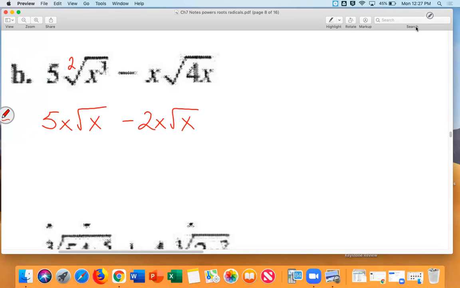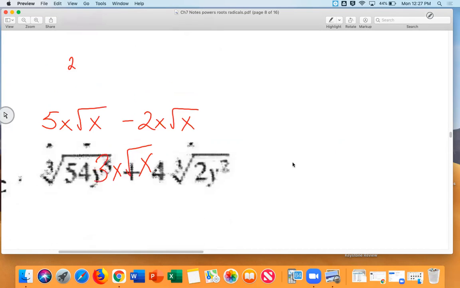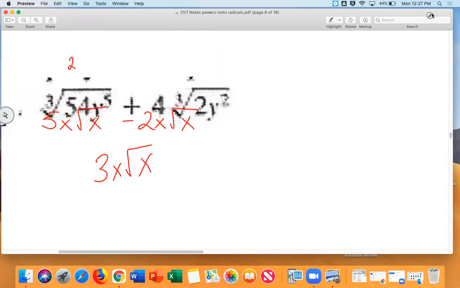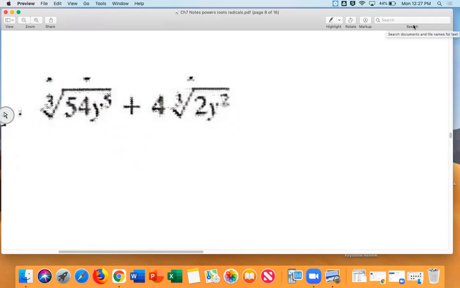Cody, you okay with that? Yeah. Now 5x root x minus 2x root x is simply 3x root x. Carlotta, are you okay with this? Not bad, right? Now, Hansi, remember how I told you it's implied that a 2's there? Yeah. See how this one has a 3? Yeah. So the 3 is there.